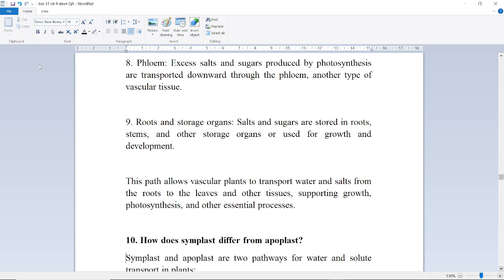Roots as storage organ. Salts and sugars are stored in roots, stem and other storage organs and are used for growth and development. This path allows vascular plants to transport water and salts from roots to the leaves and other tissues, supporting growth, photosynthesis, and other essential processes.